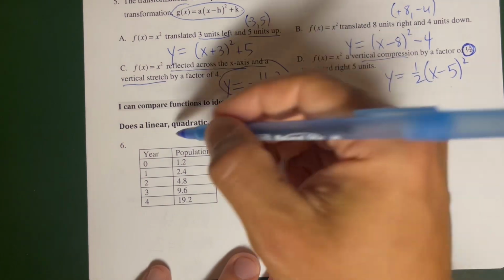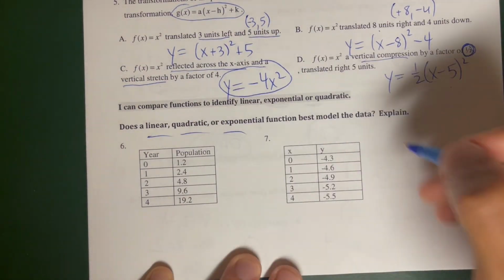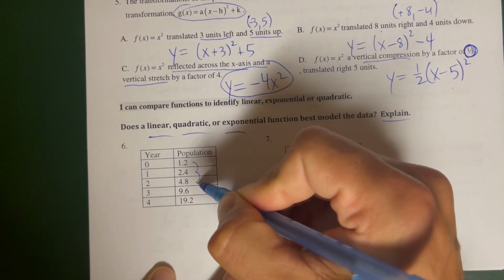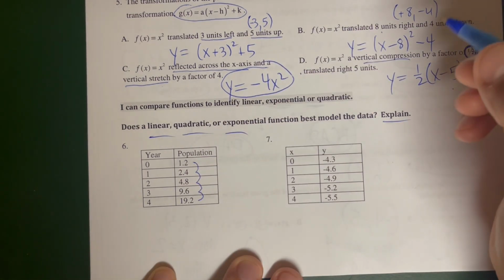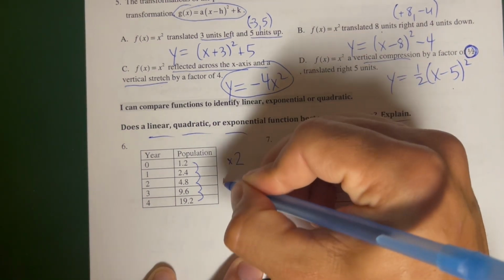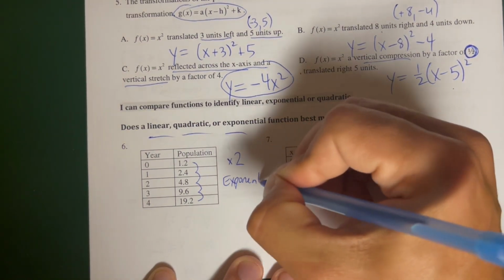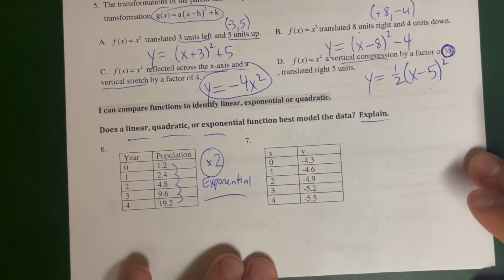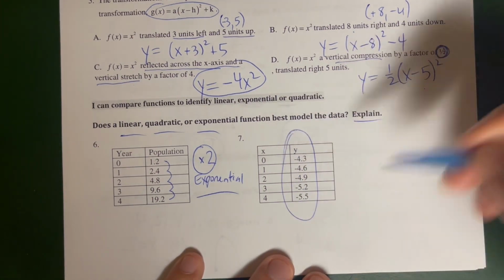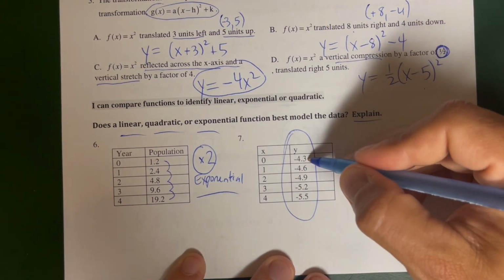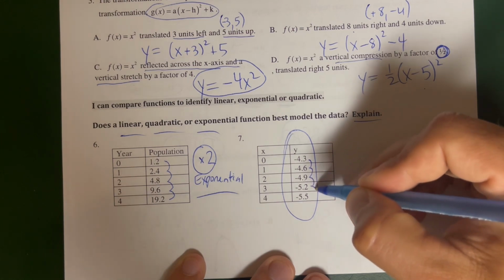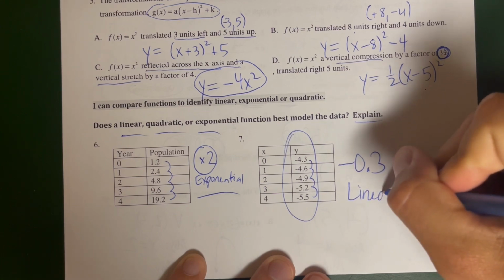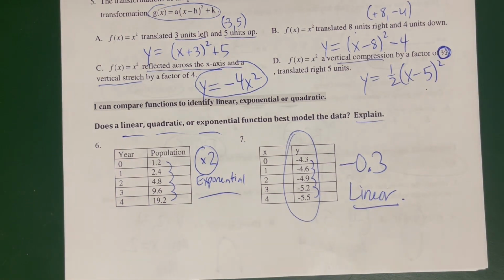Linear, quadratic, or exponential. All right, we have to choose one of these 3 options, and then we have to explain. Well, notice I'm multiplying by 2 on all of these populations. And when you're multiplying by 2, just like we mentioned before, it's going to be an exponential function. And I think multiplying by 2 is a good enough explanation for me. Look at these y values. What are we doing here? It looks like minus 0.3, minus 0.3, minus 0.3 over and over again. And when you're subtracting or adding over and over, that's going to be a linear function.